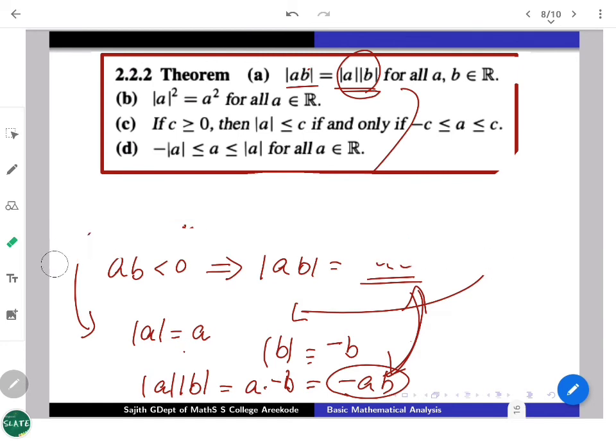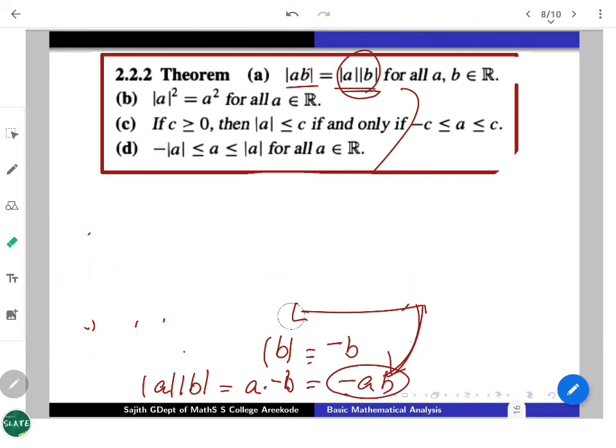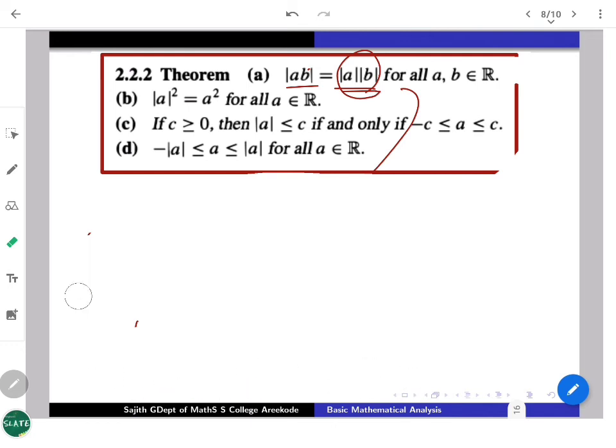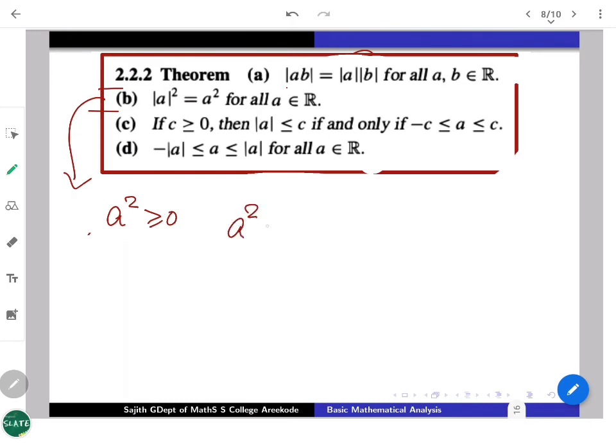So what about the B part? Mod A square, I wanted to prove that it is the same as A square. That is the second part. That is true for every A. We have already shown that if you take any real number and square it, it is always non-negative. But once A square is a non-negative real number, it is going to be the same as its modulus.